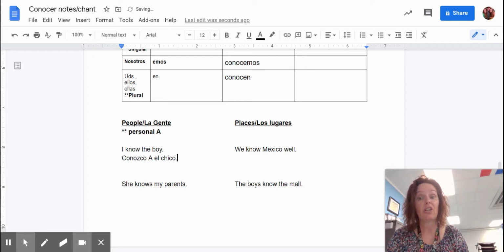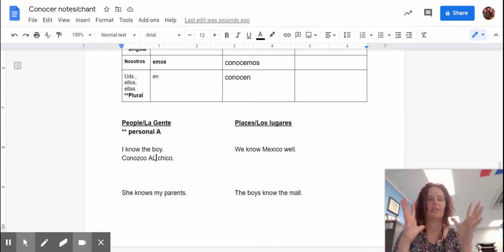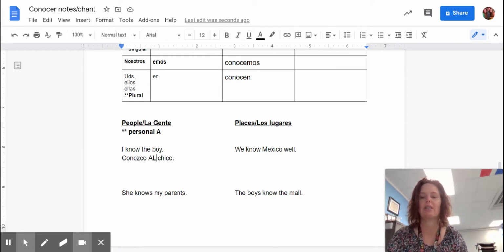Now, if you know anything about the notes we've been taking, you should know that a plus el gives you, dun, dun, dun, the contraction al. Conozco al chico. Only when you have an a right next to an el do you contract them together, and that's one of two contractions in Spanish.